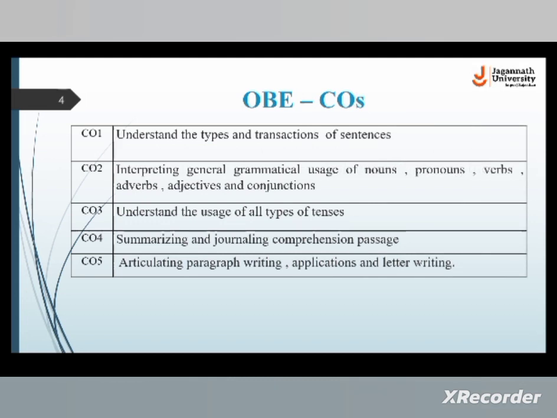Now COs. Understand the types and transformations of sentences, interpreting general grammatical usage of nouns, pronouns, verbs, adverbs, adjectives and conjunctions. Understand the usage of all types of tenses, summarizing and journaling comprehension passages, articulating paragraph writing, applications and letter writing. So by this course you will learn all these things. So what will be the course outcomes? It identifies and understands the basic grammatical structures of the English language. This includes understanding the parts of speech, noun phrases, verb phrases, clauses, and sentences. It also helps to apply grammatical rules correctly in writing and speaking.